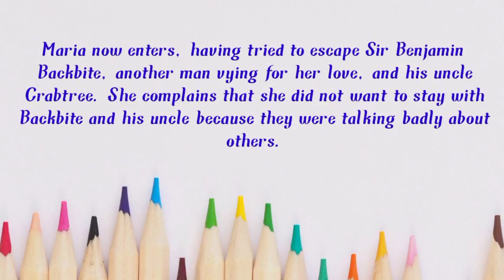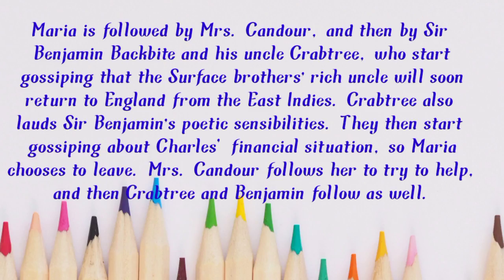Maria now enters, having tried to escape Sir Benjamin Backbite, another man vying for her love, and his uncle Crabtree. She complains that she did not want to stay with Backbite and his uncle because they are talking badly about others. Maria is followed by Mrs. Candour and then by Sir Benjamin Backbite and his uncle Crabtree, who start gossiping that the Surface brothers' rich uncle will come soon to England from the East Indies.